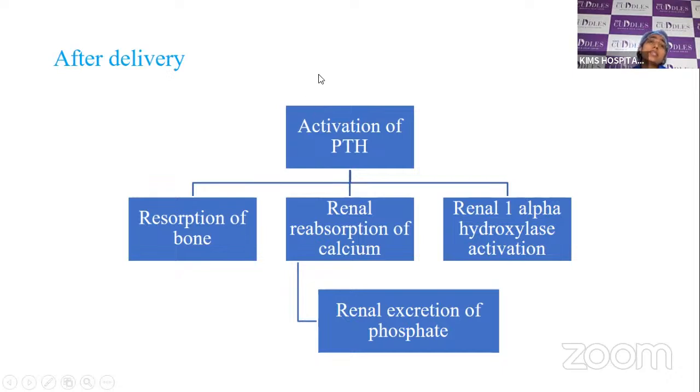So the decreased calcium causes activation of the parathyroid hormone. This parathyroid hormone will cause resorption of the bone, releasing the calcium from the bone, and the blood levels of calcium will be elevated. Renal reabsorption of the calcium will occur, whereas renal excretion of the phosphate will happen, and this parathyroid hormone activates the 1-alpha hydroxylase enzyme, which converts 25 hydroxy vitamin D2 to 1,25 dihydroxy vitamin D3.